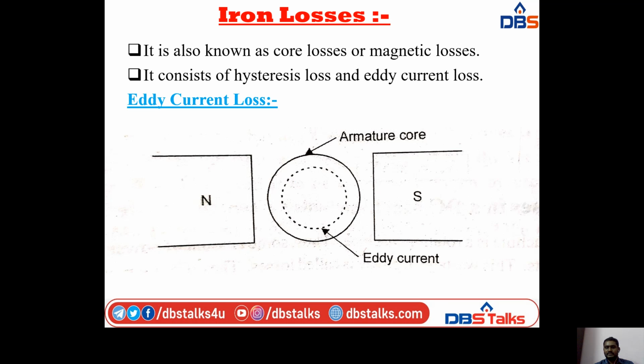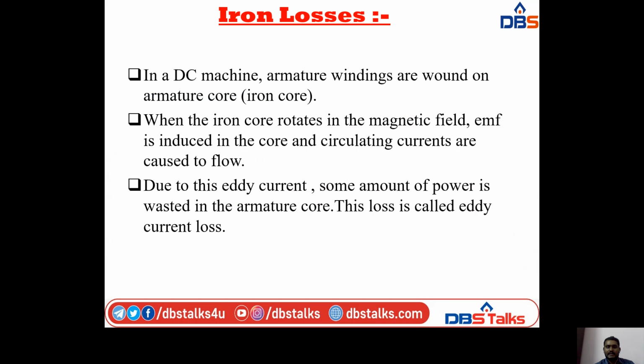If you see this diagram, it consists of two poles, a north pole on the left side and a south pole on the right side. In between the two poles we have two circles. One circle is a thick line and another is a dotted line. The thick line represents the armature core and the dotted line circle represents eddy current. I will discuss these eddy current losses mainly.